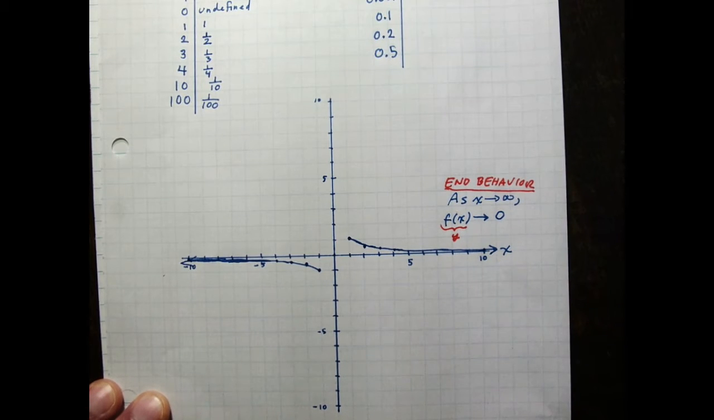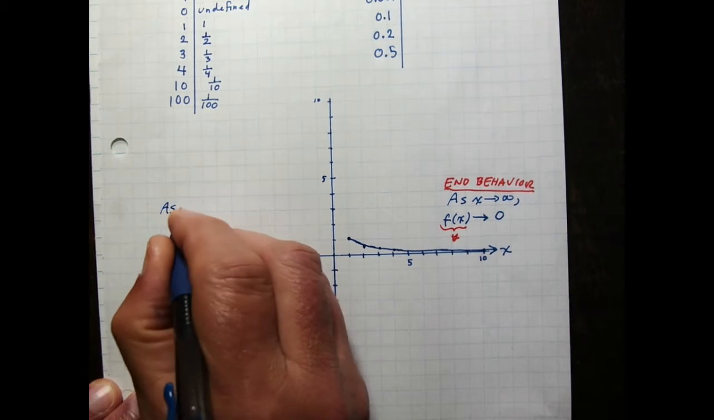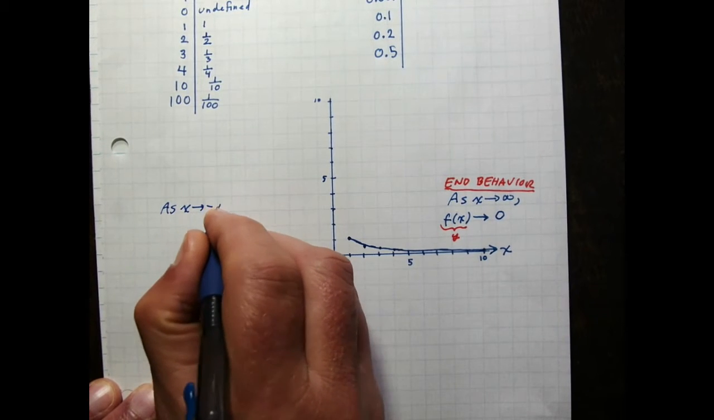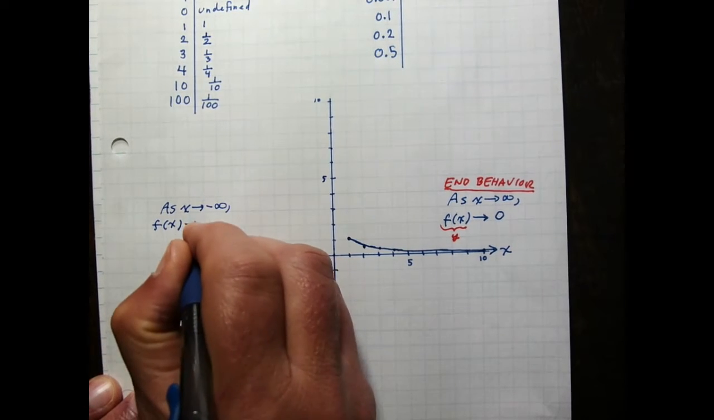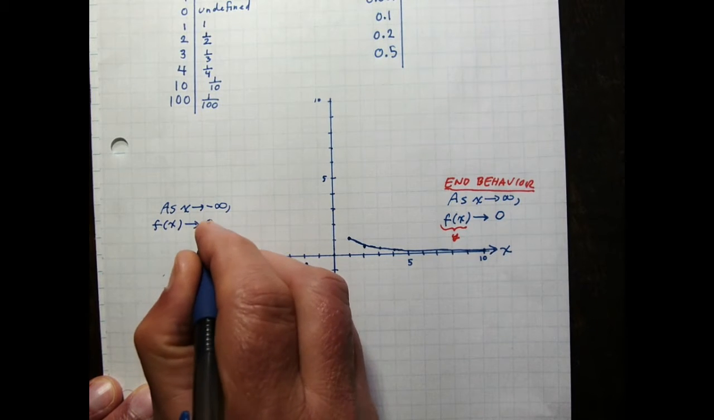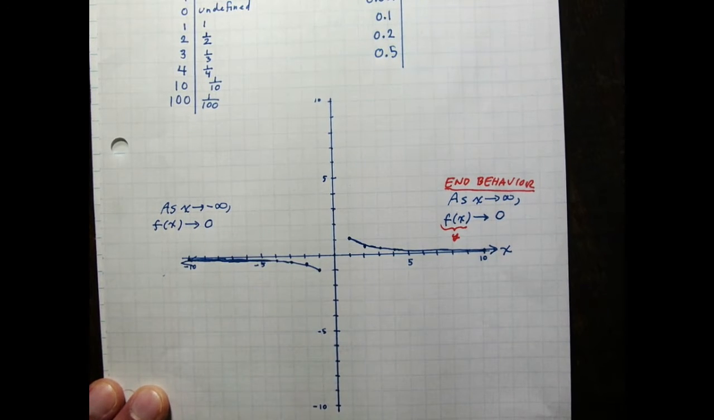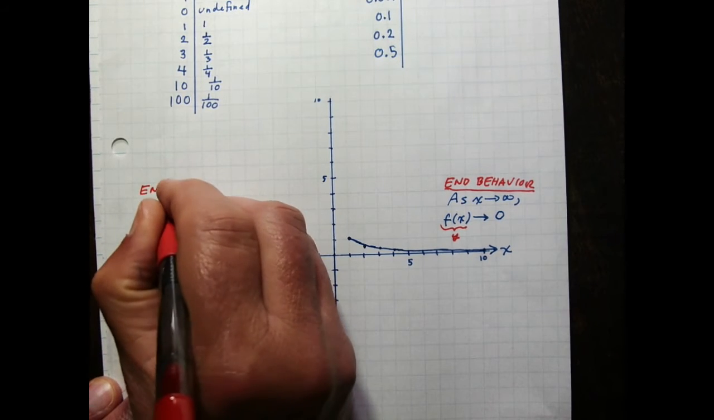Now we also can talk about what happens as x approaches minus infinity. And in that case, the function values or the y values, even though they're negative, they're getting closer and closer to 0. So they're approaching 0. So this is the other end behavior.